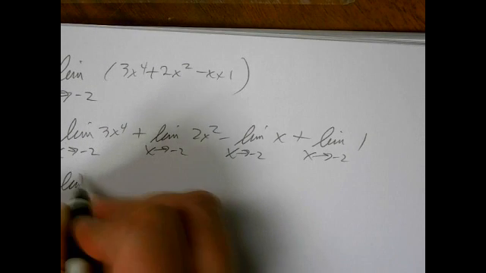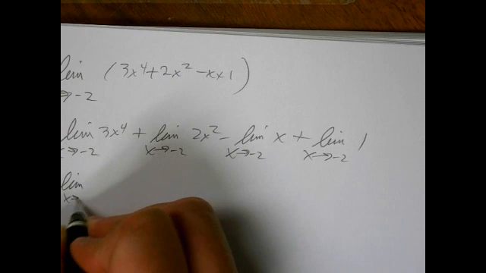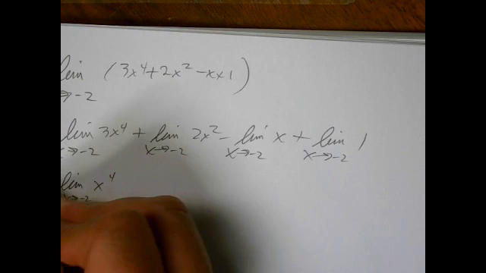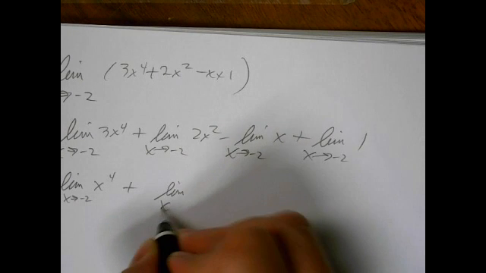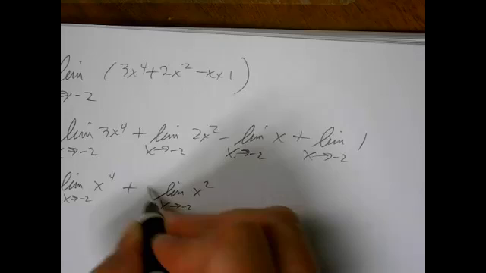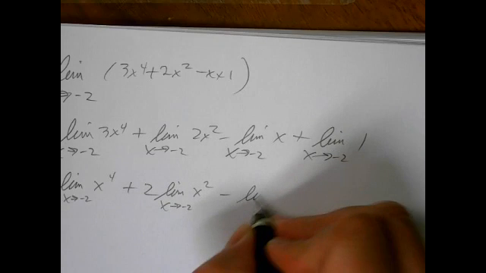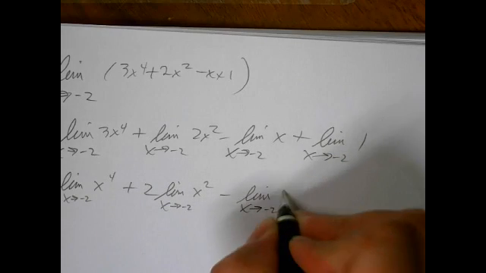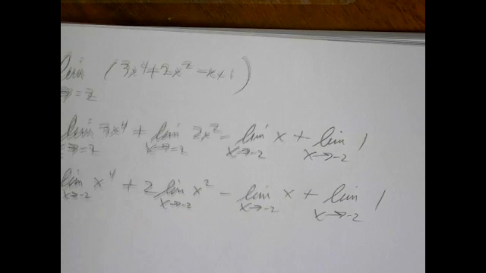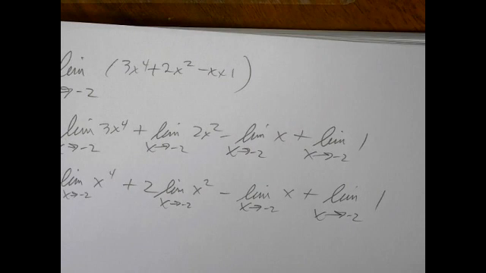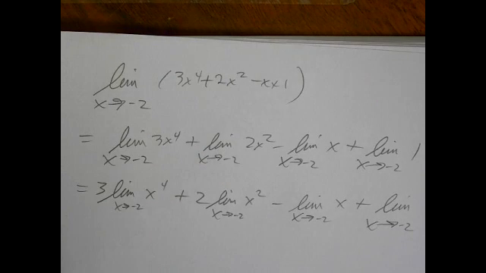Next, this is equal to the limit as x approaches -2 of x to the fourth with a 3 out front, plus the limit as x approaches -2 of x squared with a 2 out front, minus the limit as x approaches -2 of x, plus the limit as x approaches -2 of 1. So what I did is I took the constants and tossed them out front, moved them out of the limit notation. What has allowed me to do that? Rule number 3 has allowed me to do this.